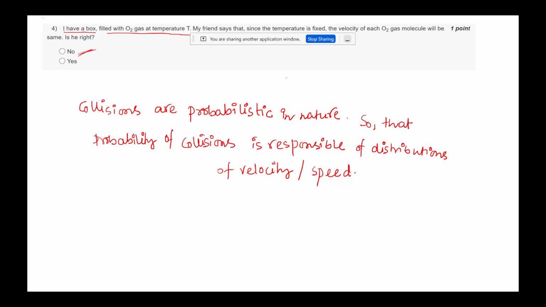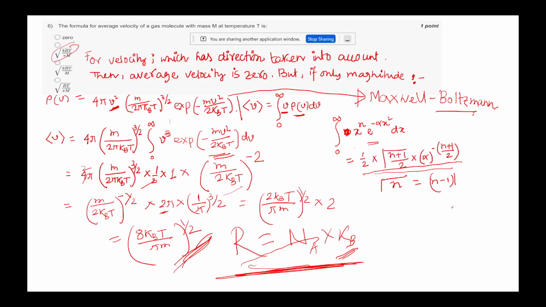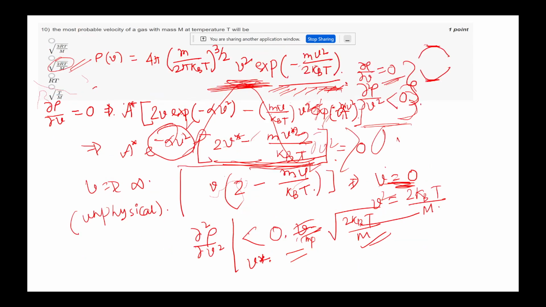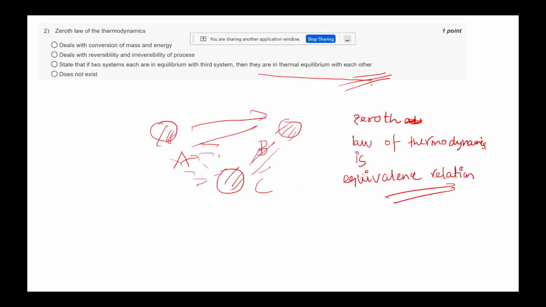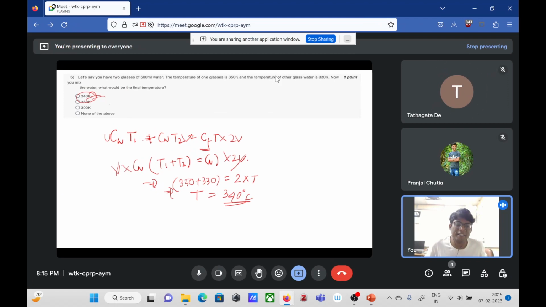Then we talked about collisions and the specific distributions of velocities. The RMS speed is the square root of 3RT by M, and the average speed is the square root of 8 kBT by pi m. If we talk about velocity, which has direction, that should be zero. We calculated RMS with different methods, equipartition and also from the distributions. Later we understood extensive and intensive properties, right? Yes.